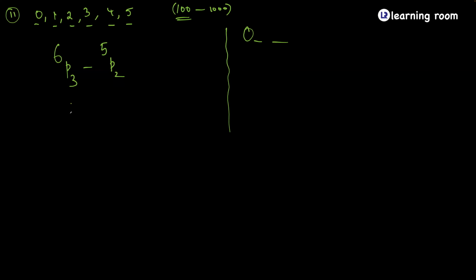So 6P3 means 6 factorial divided by 3 factorial minus 5 factorial divided by 3 factorial. So it is 5 factorial into 6 minus 1, divided by 3 factorial. Am I right? So I can take 5 factorial common. This is 6 into 5 factorial, 5 factorial outside.